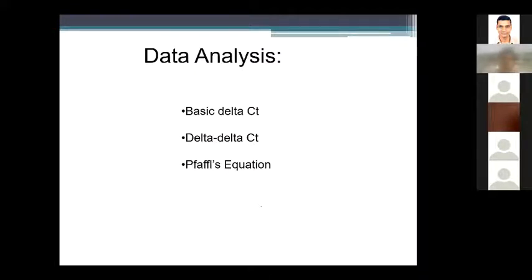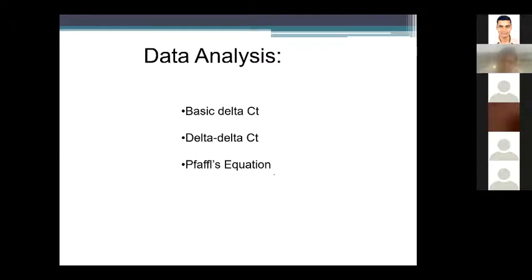So now we understand the different procedures, how we design a primer, and the different chemistries of qPCR. Next is how we analyze the result. The important thing is how we analyze the data. Different methods of data analysis are popular. Initially there was the basic delta CT method, and after that came the delta delta CT method, the Pfaffl equation. Different laboratories and different researchers use different protocols to analyze the data.